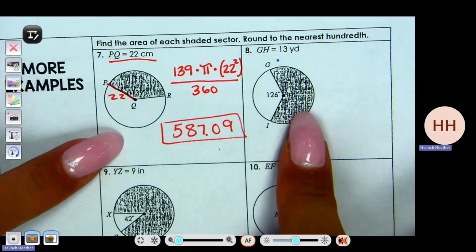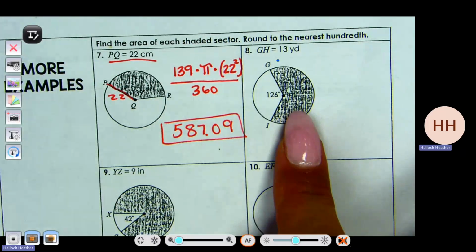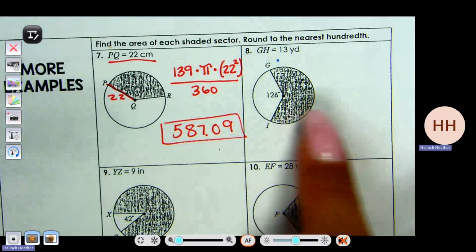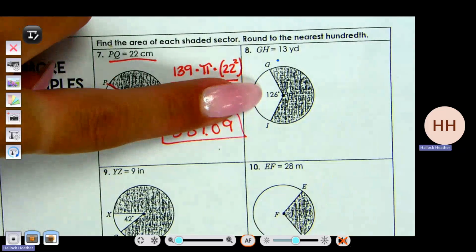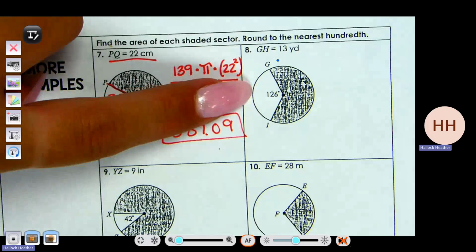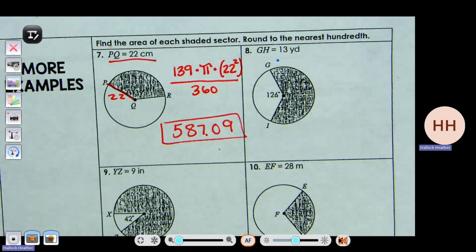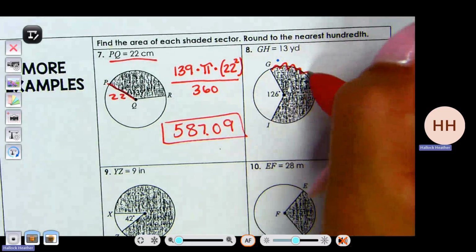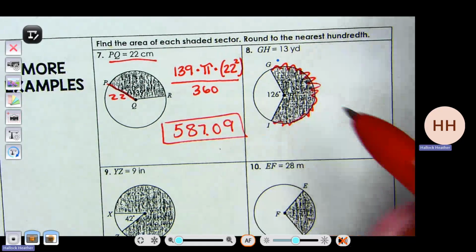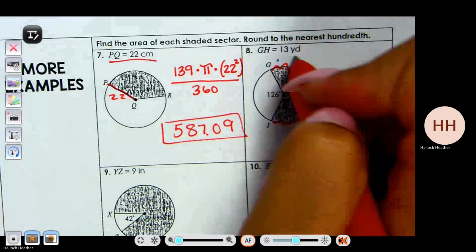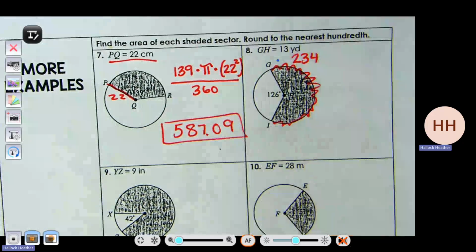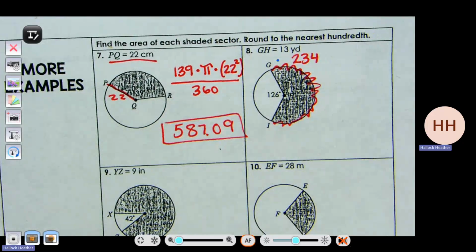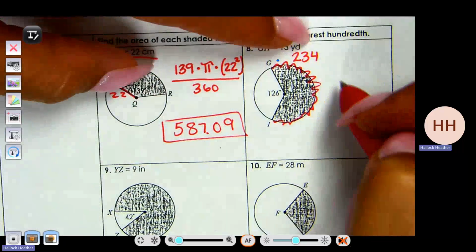Now the problem with this one is the whole point is to find the area of the shaded region. I'm not given the shaded region. I'm given 126, which is the white part, the non-shaded. How do I find the shaded section? Subtract it from 360 because a circle makes 360. I need the shaded portion. So if I subtract from 360, how much is that dark portion? 234. So 234 is what you're plugging into your formula because you want the shaded section.